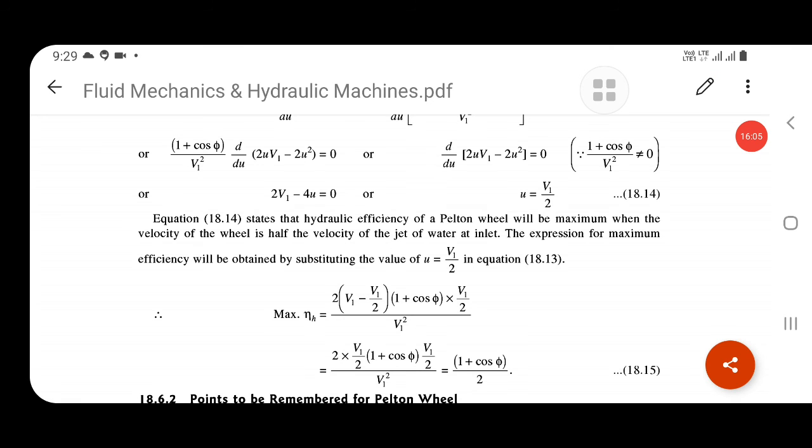So in this way we completed the velocity diagram. In the next lecture we will see an example.